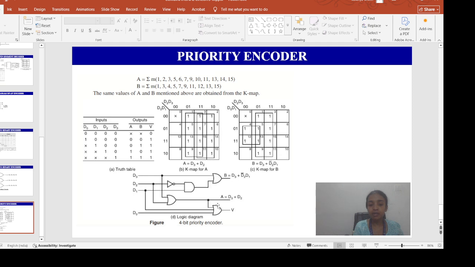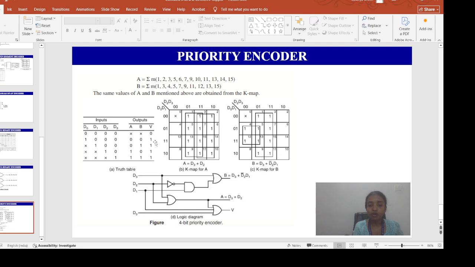Now we can easily implement these with a logic diagram. So B is what? D3 plus D2 bar D1. For D2 bar we need a NOT gate, then D2 bar into D1 with an AND gate. This is the second term of B, and it will be ORed with the first term D3. So this will give the B. Okay, so what is A? A is D3 plus D2. We have to get an OR operation here. And this is for A and B, right?